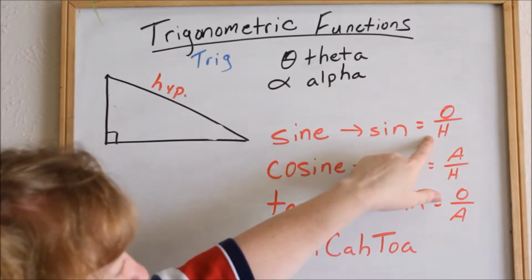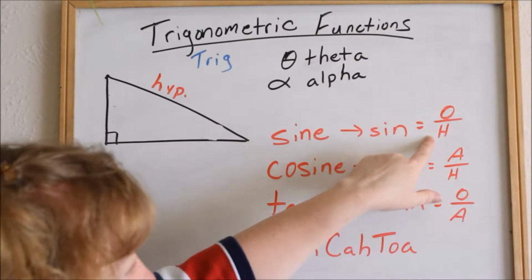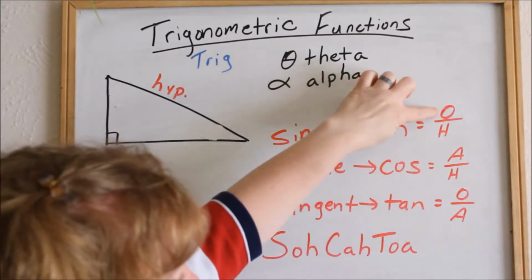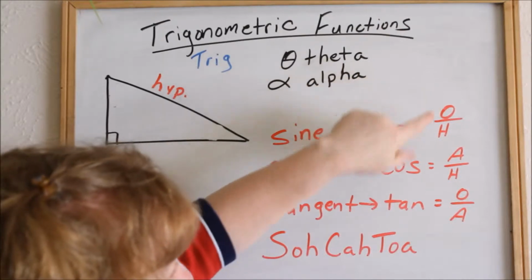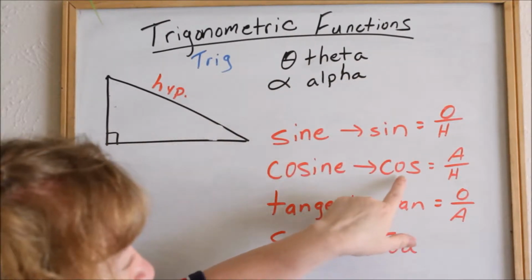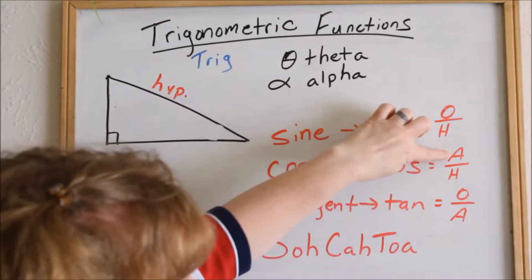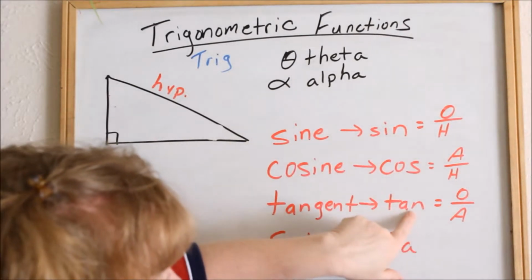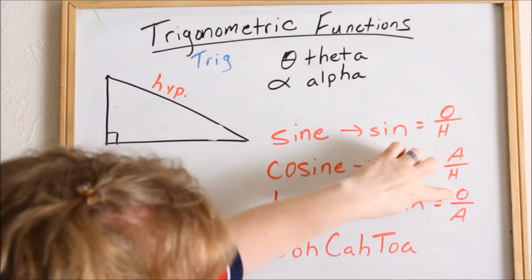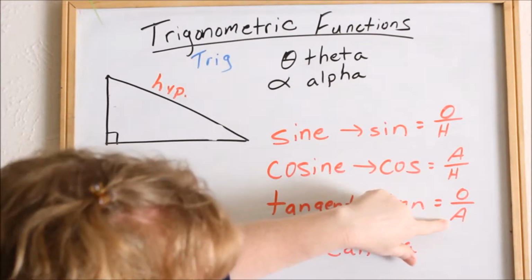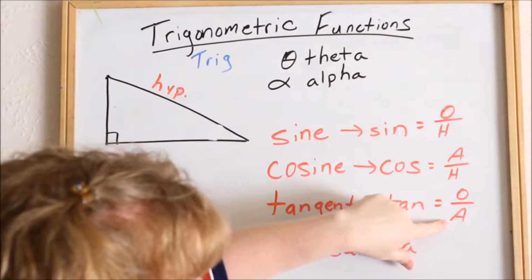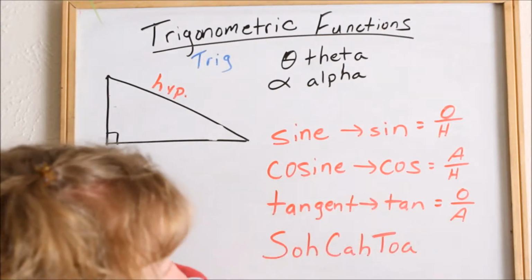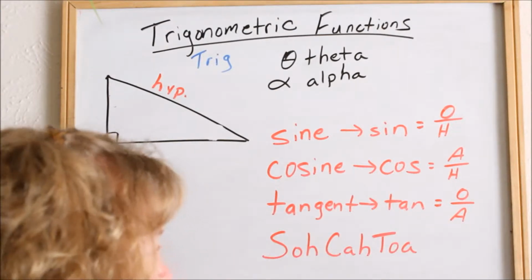The definition of sine is opposite over hypotenuse, making a ratio or a fraction out of it: the opposite from where you are over the hypotenuse. The definition of cosine is the adjacent side over the hypotenuse. And the definition for tangent is the opposite side over adjacent.